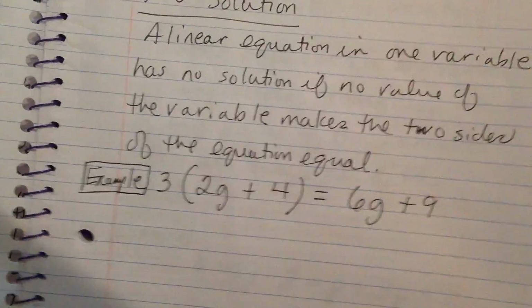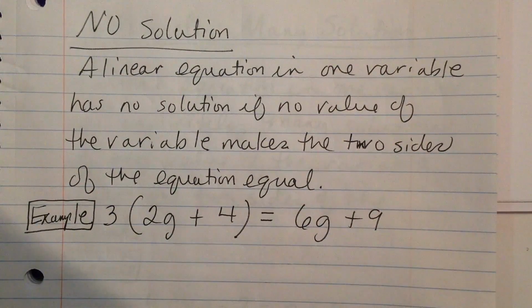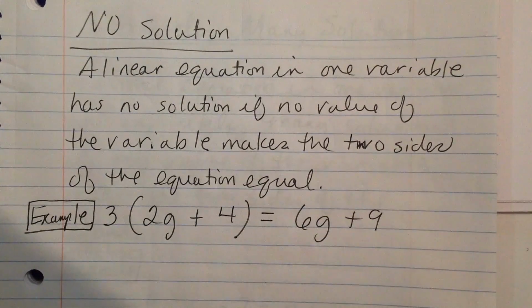Next, let's look at another type of problem. This example has no solution. So let's look at it. A linear equation in one variable has no solution if no value of the variable makes the two sides of the equation equal. So this is an example of an equation that has no solution.